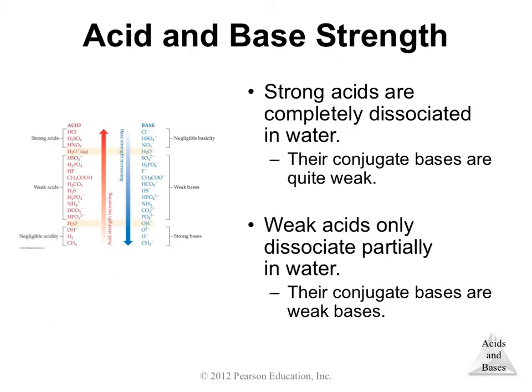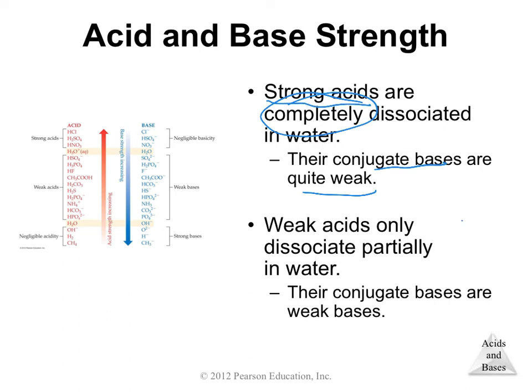So one last thing, not all acids and bases are created equal. So you can have strong acids and strong bases, and the strength is based off of how much it dissociates or breaks apart in water. So strong acids are going to be things that completely dissociate in water. So they completely lose that hydrogen and become conjugate bases that are quite weak. So the stronger the acid, the weaker base it makes. Weak acids only partially dissociate in water, meaning that there is some of the acid left and some of the conjugate base.